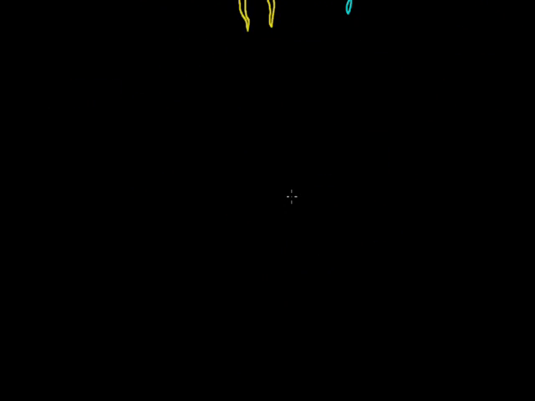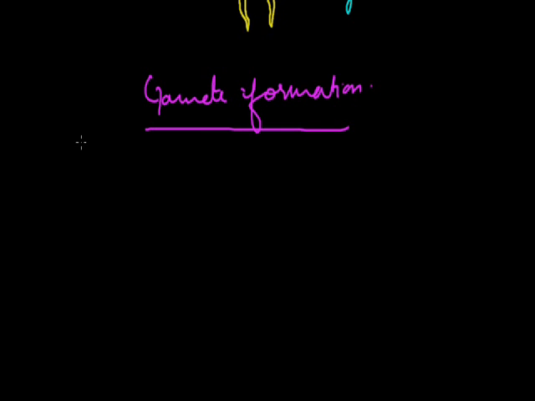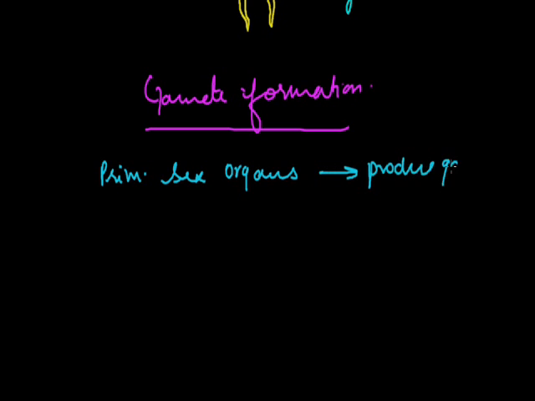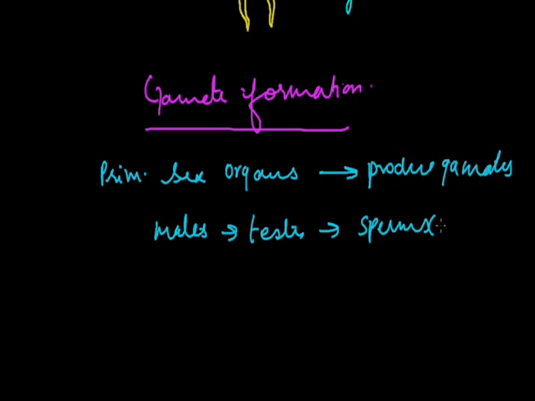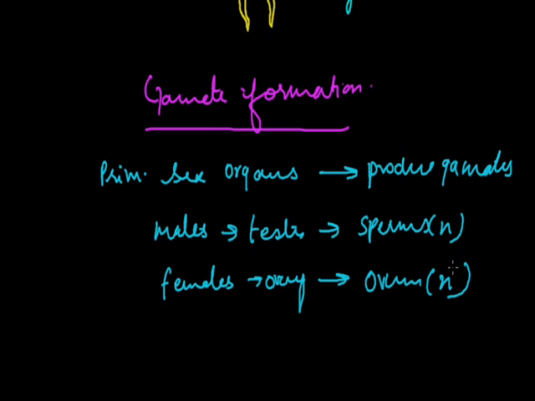Now, this was all about the male and female reproductive system. Let us switch on to the gamete formation. Actually, the primary sex organs are responsible for production of gametes. Primary sex organs, they only produce gametes. In case of males, testes produce sperms which are haploid in number. In case of females, since the primary sex organs are ovaries, they produce ovum which are again haploid. So this was about the gamete formation.